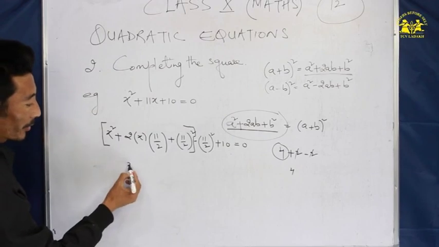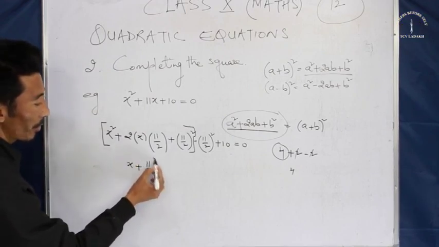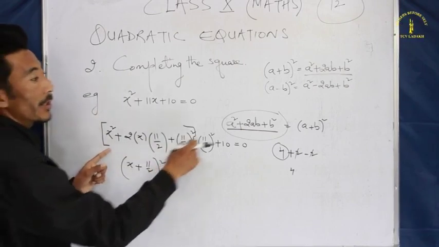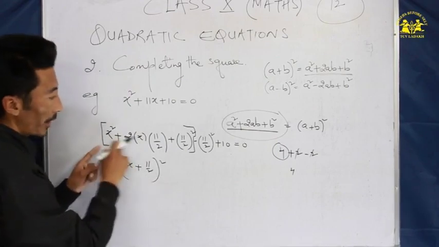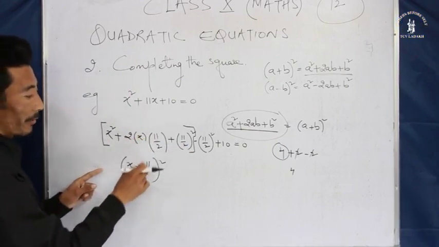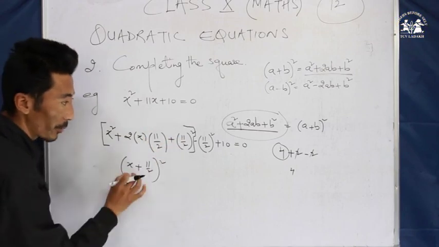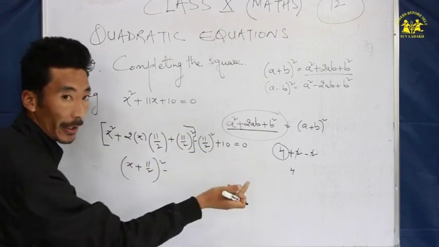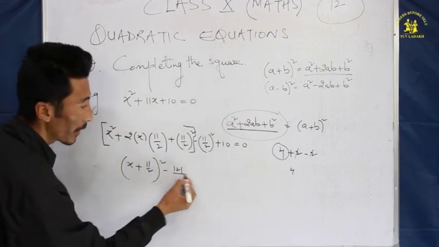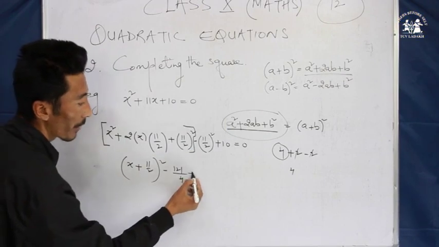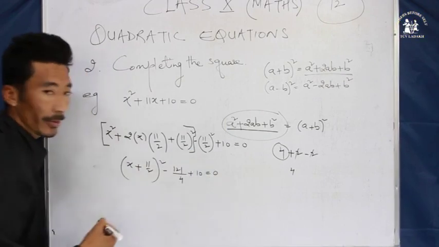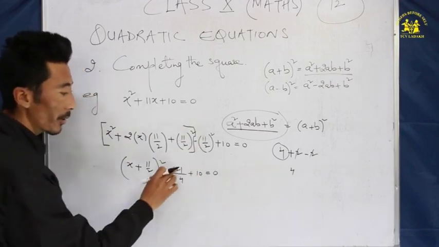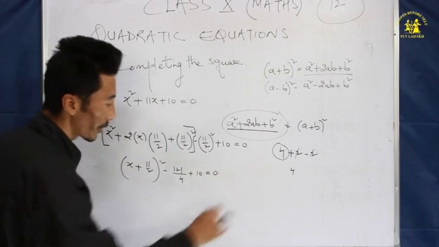So the expanded form is a plus b whole square, where a is x and b is 11 by 2. We subtract 11 by 2 whole square, which is 11 square, that is 121 divided by 2 square, that is 4, plus 10 equals to 0.